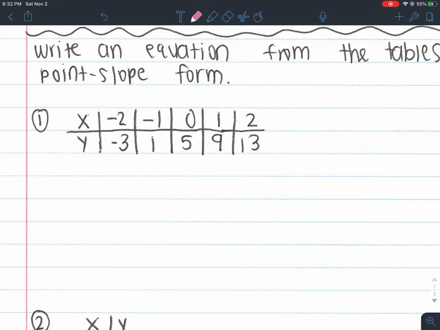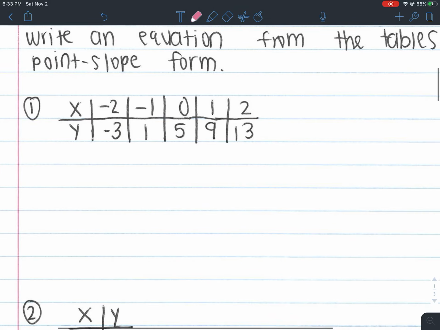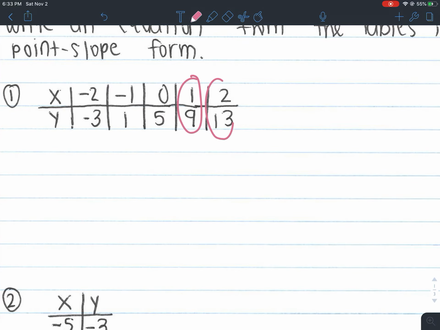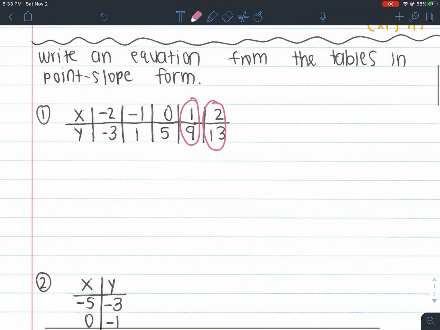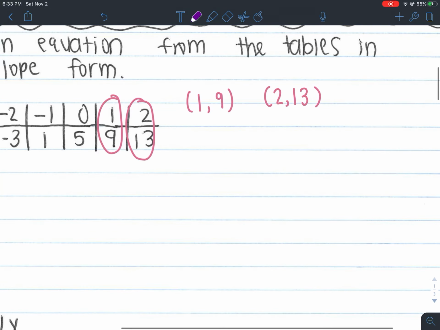So in order to find the slope, I really just need to pick 2 points to find the slope with it. It does not matter what 2 points you pick. I'm going to go ahead and pick the last 2, but it doesn't really matter. You can pick the first 2, the middle 2, the first and the last. So I'm going to go ahead and write out my points. Now I want you to make sure that you're paying attention to your table over here. X's are on top. So the first point is going to be 1, 9, and the second point is 2, 13. Okay, now right now we're trying to find our slope.